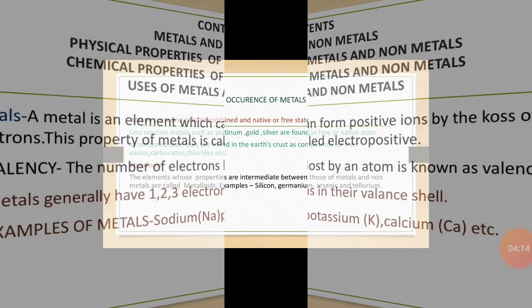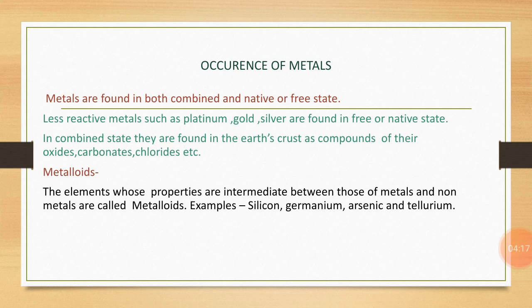Now next is about the occurrence of metals. Now we are going to know how these metals are found in nature. These metals are found both in the free state as well as in the combined state. Free state is also known as native state. The metals which are very less reactive are found only in the free state in nature. For example, platinum, gold, silver. These are examples of metals found in their free state or native state.